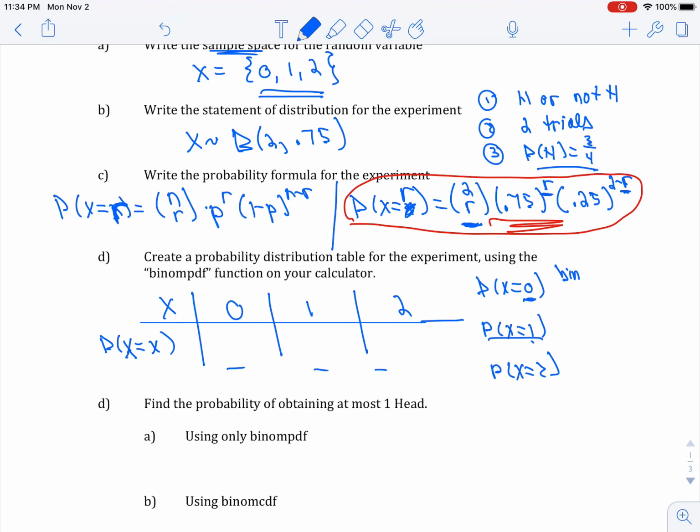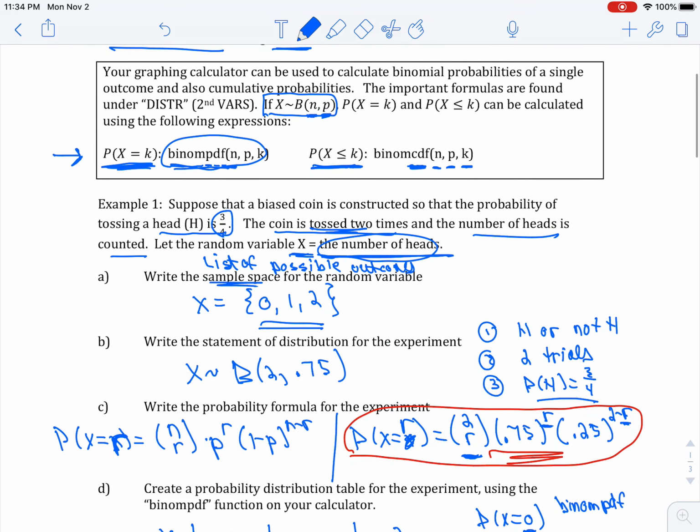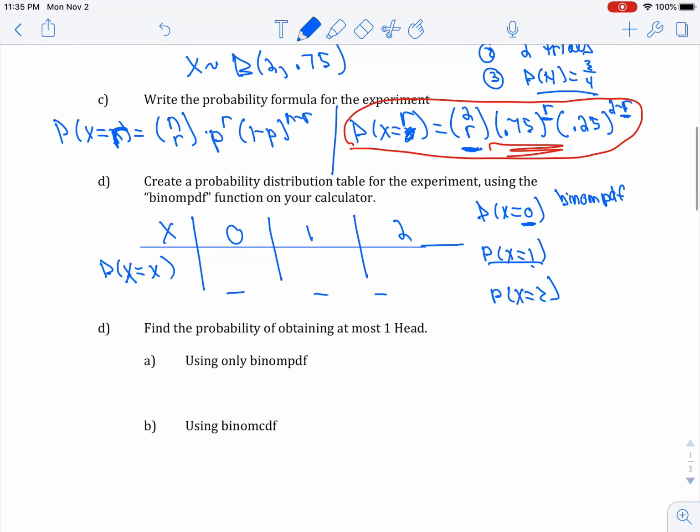So binom PDF, probability distribution function, and we have to put in 3 parameters. We have to put in n, which is the number of trials, p, which is the probability of success, and then our value that we have here. So we're going to do 2 trials, probability of success is 0.75, and we want to do this for 0. So if you have an older calculator, this is literally what you're going to be typing in. If you have a newer calculator, it will ask you for the trials, it will ask you for p, the probability of success, and then it'll ask you for the x value. So that's what we're going to put in for those values. So I'm going to stop now. We're going to do these on the calculator, and then we'll come back and put them into our table.